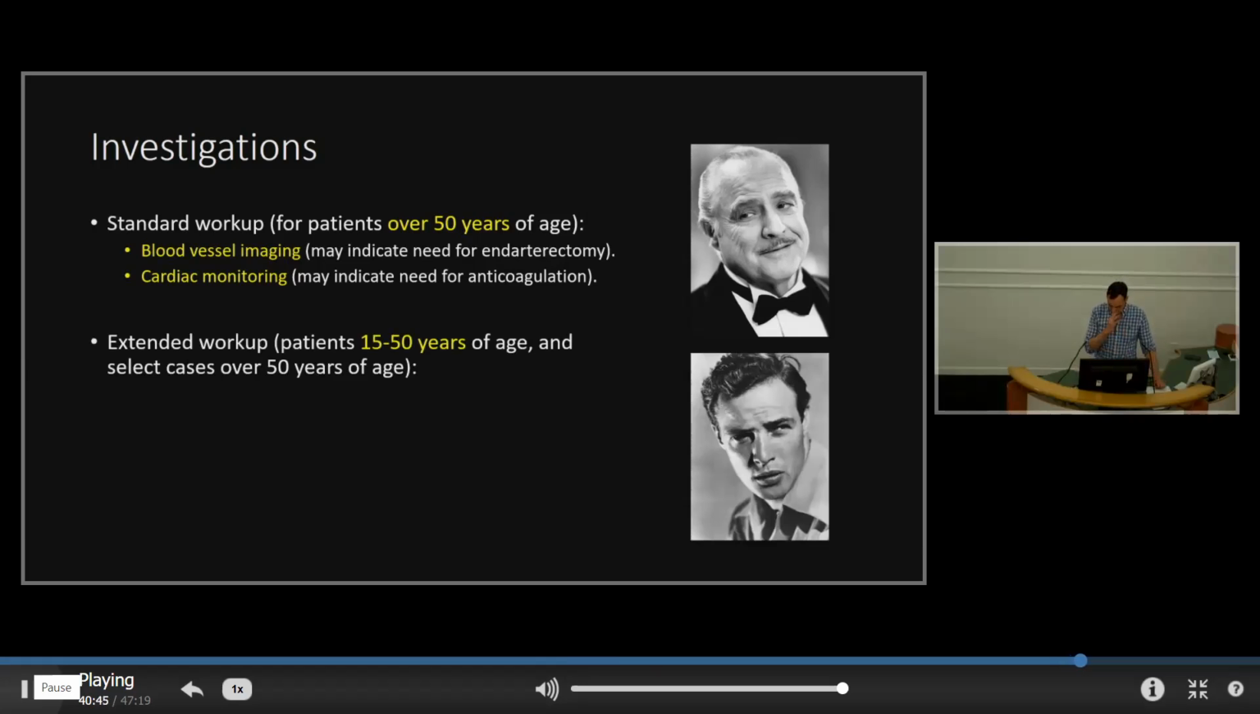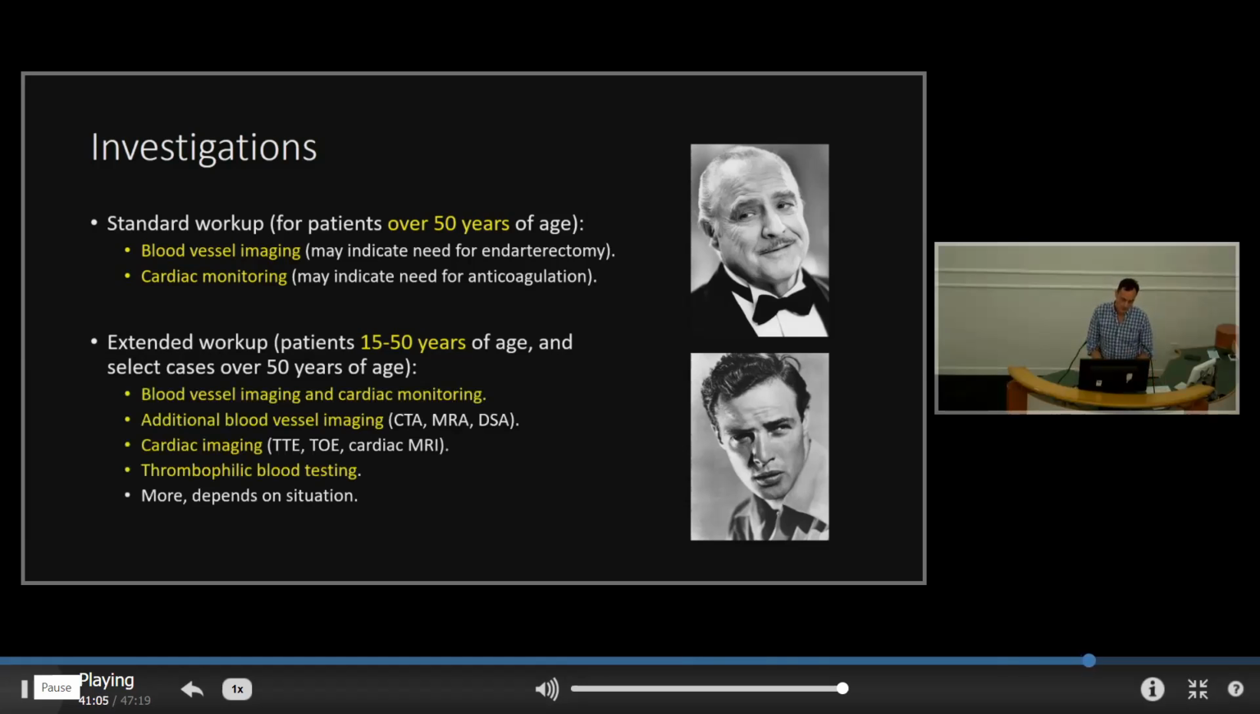An extended workup is indicated for people who are young strokes. And young is usually, by most centers, defined as age 15 to 50. But you can do this for the people over 50 who you feel strongly about, perhaps someone who's extremely highly functioning or some other reason. So blood vessel imaging and cardiac monitoring, again, always do those two.